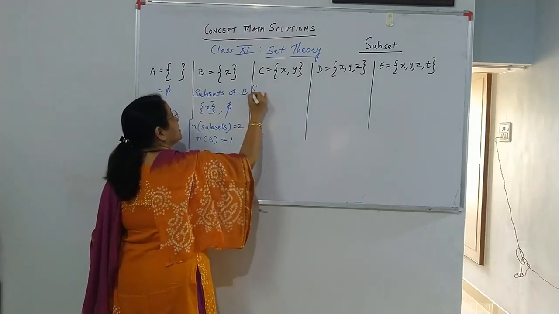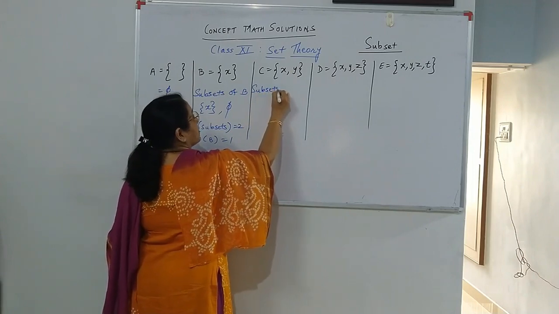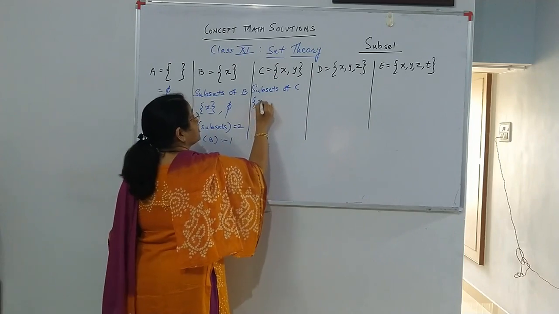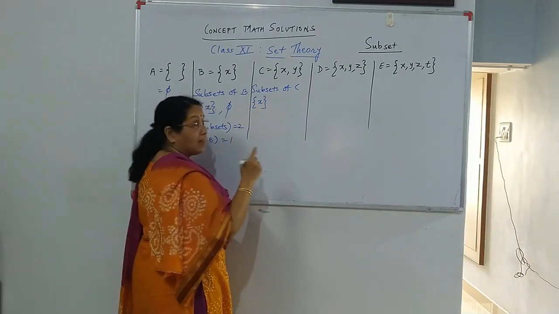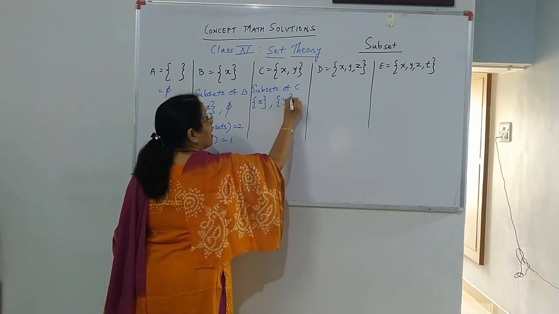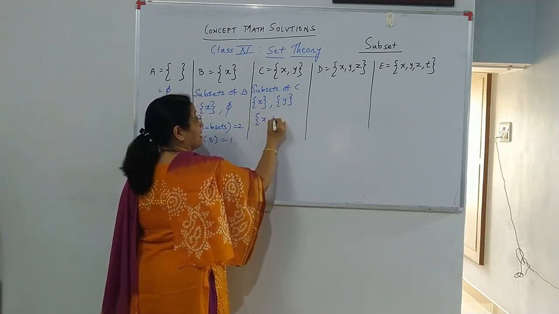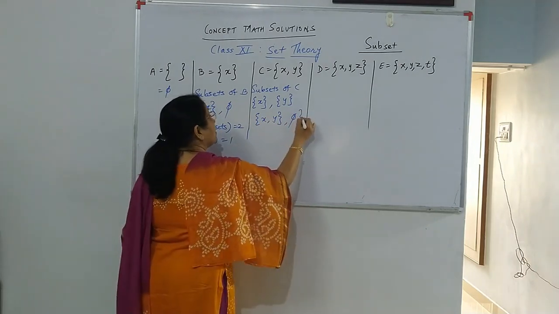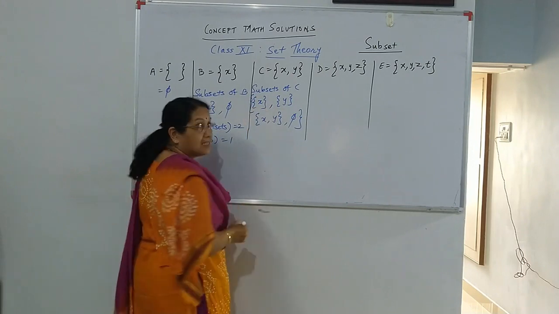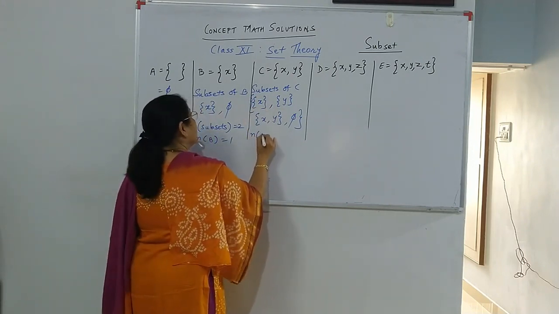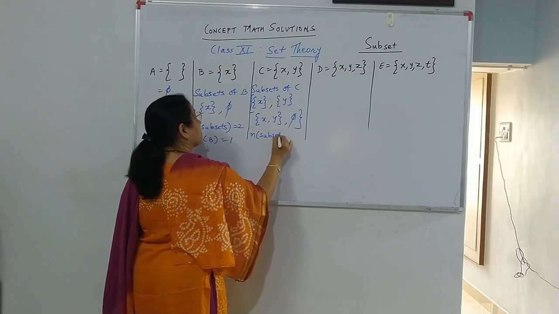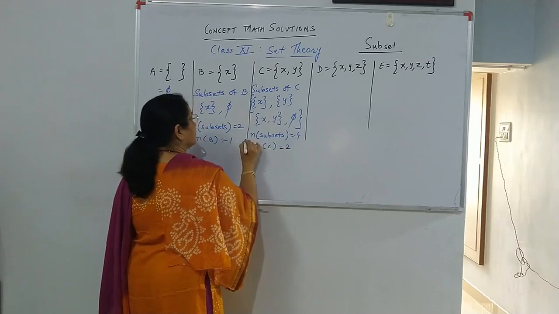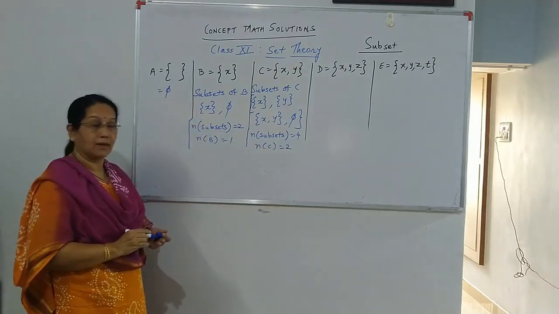Now if I have to list subsets of C. Yes, now C contains 2 elements. So the first subset would be X, only one element. Second could be Y, then X, Y, all possible subsets, and then phi. Yes, now all these are subsets of C. Number of subsets of C are 4 and number of elements in C is 2. Right?